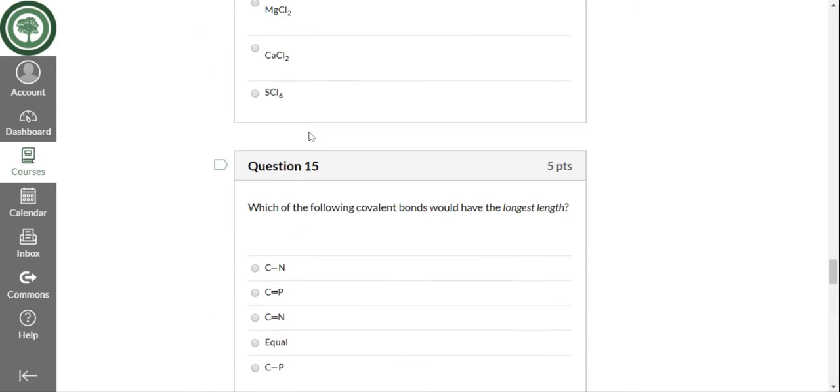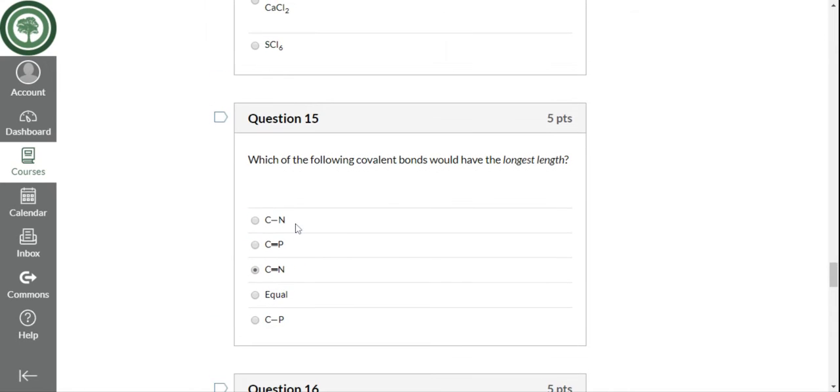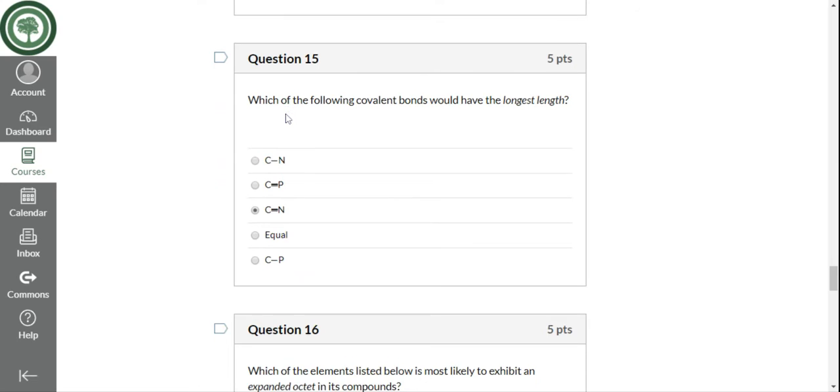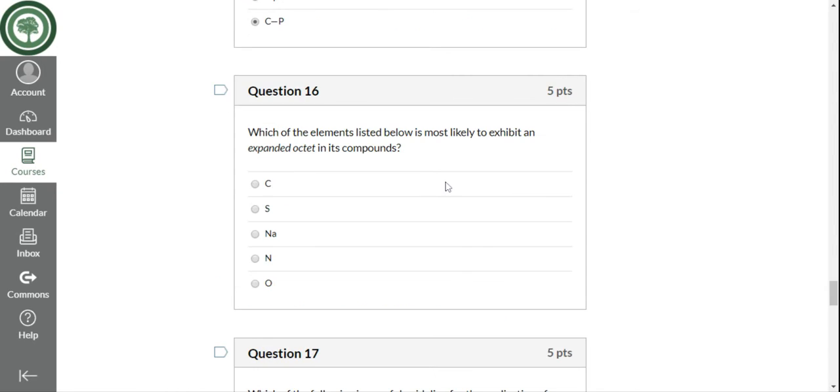Now, covalent bonds, pretty much there's similar trends to lattice energy. Instead of talking about the charge, if we want to know bond length, we look at, is it single, double, or triple? Longer bond lengths will have single bonds. As you go to double and triple, they get shorter. Then the other factor, again, similar to up here, is the atomic size. So bigger atoms lead to larger covalent bond length. So between C-N and C-P, since phosphorus is the bigger atom, it will lead to a bigger bond length.